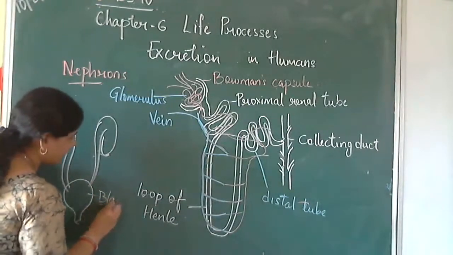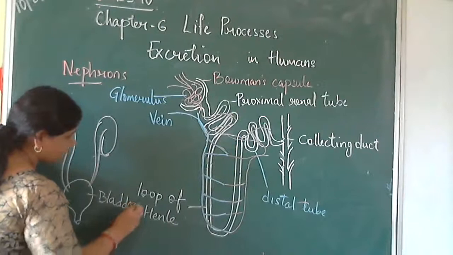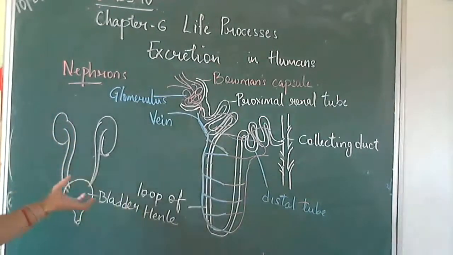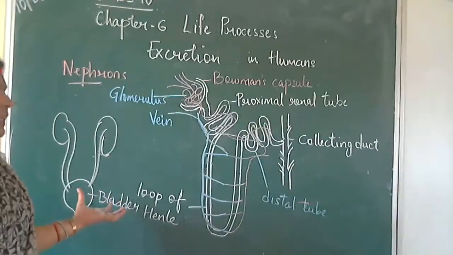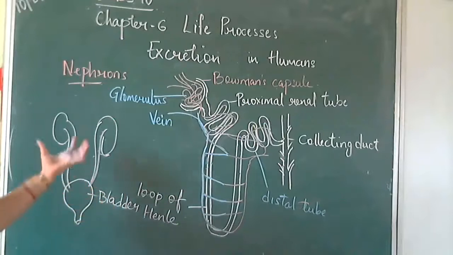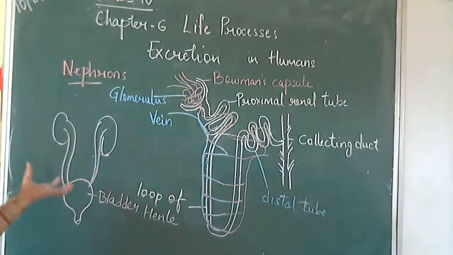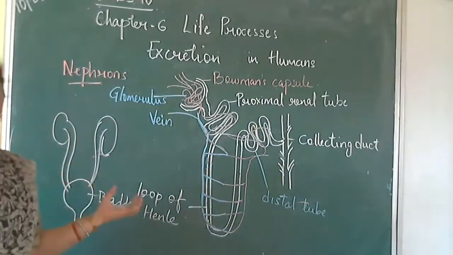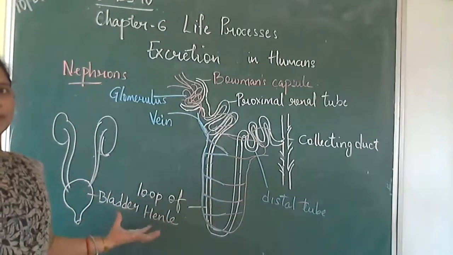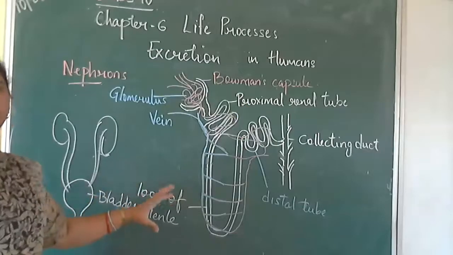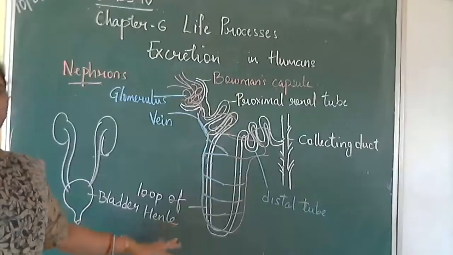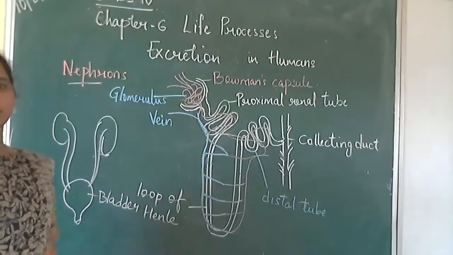So when the bladder is filled, the bladder muscles are connected to the brain. When it is filled, it sends a signal to our brain that it has to be emptied. So that is when you feel the urge to pass urine. So this is how the human excretory system works. Okay, is it clear? Any doubts, children?